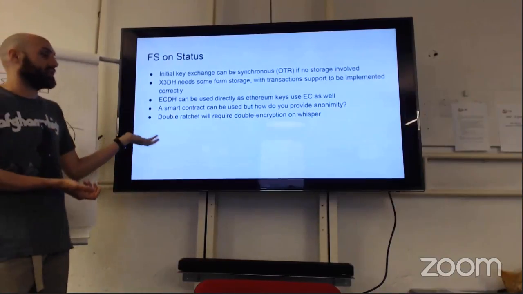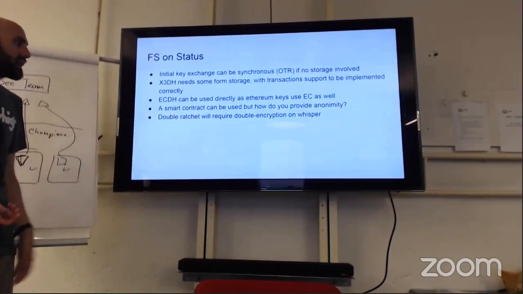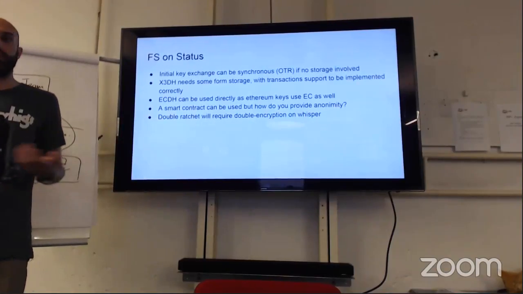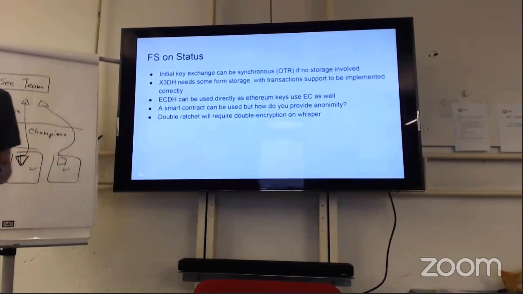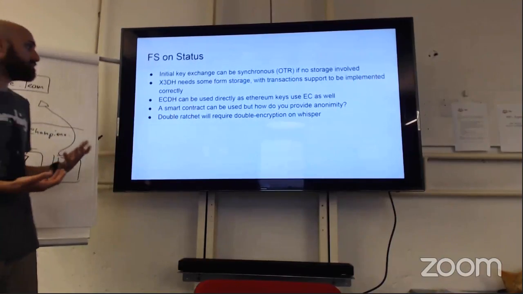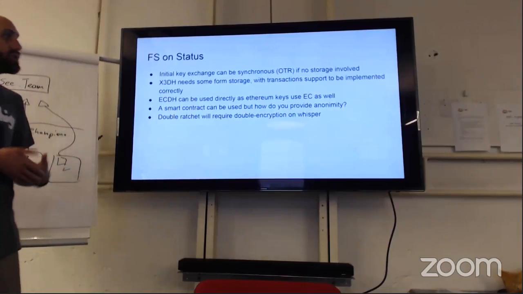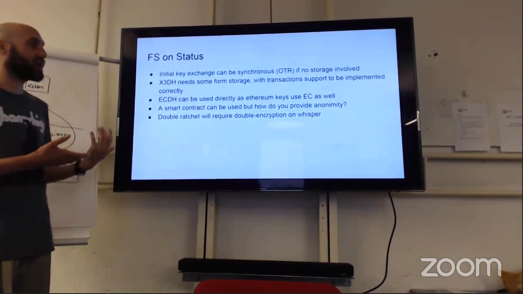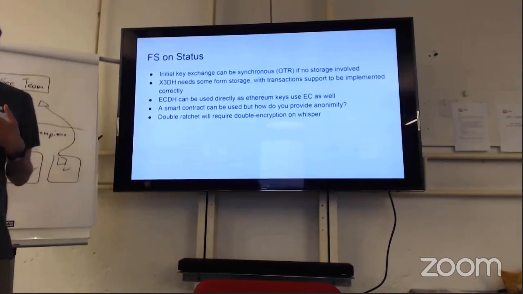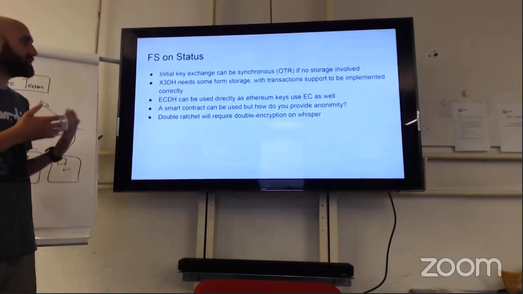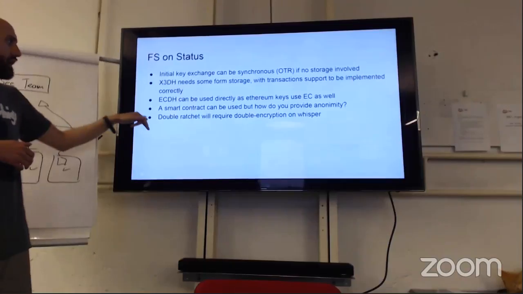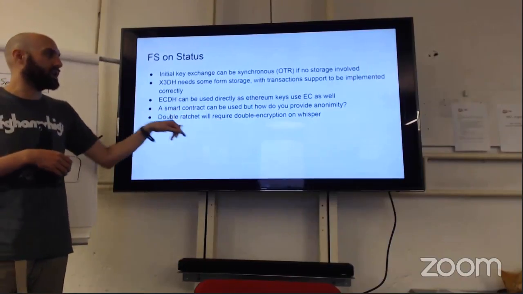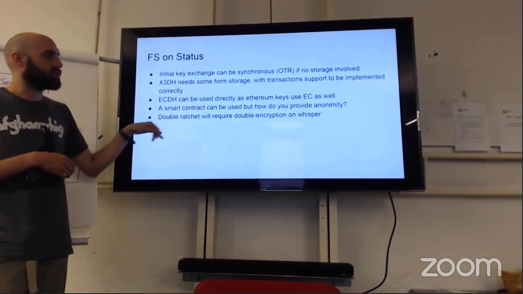And then there are some problems. Double ratchet would require essentially encrypting twice in Whisper. So there are other properties there. Plausible deniability is much harder to get right on Whisper. Plausible deniability is basically something that XVDH provided, but Whisper does not really give us very good plausible deniability.